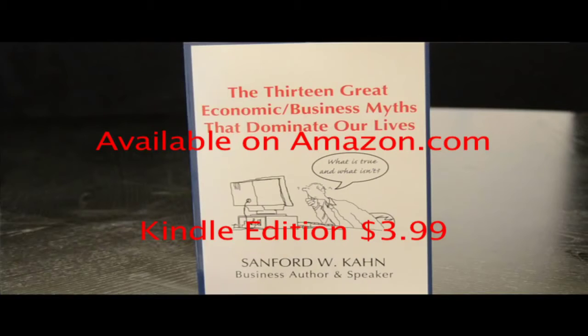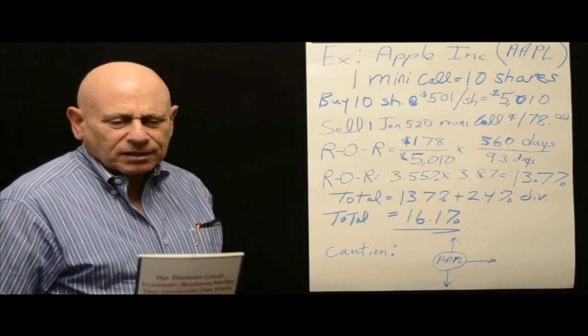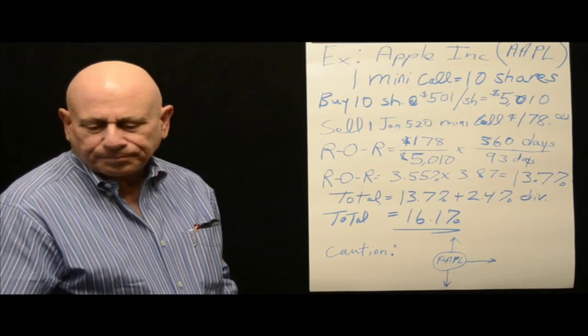There's two other chapters in this book. You should get the book. It's available on Amazon.com in Kindle format for $3.99. At least that's the price when I last checked a day ago. It probably still is. $3.99, no shipping, no tax. There's two other chapters you should be aware of.